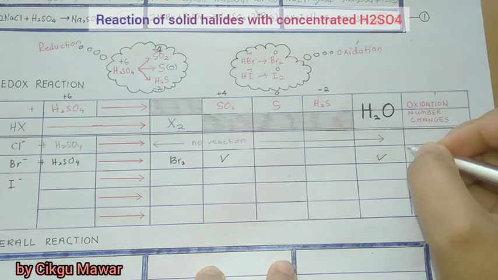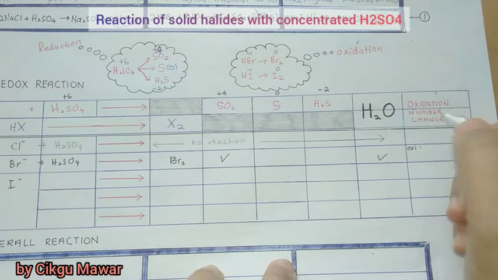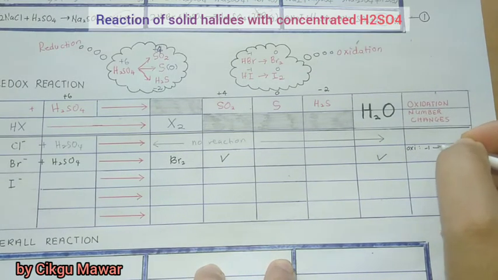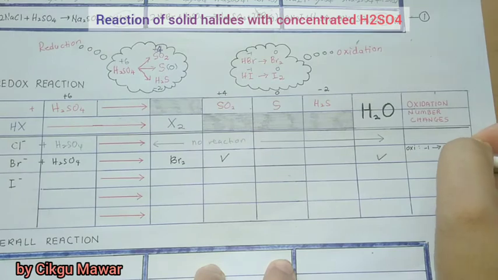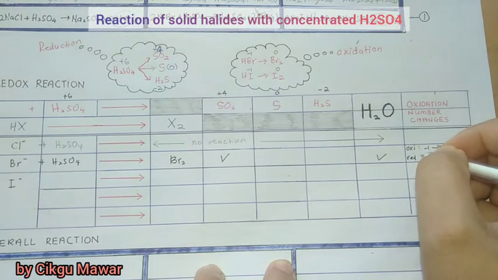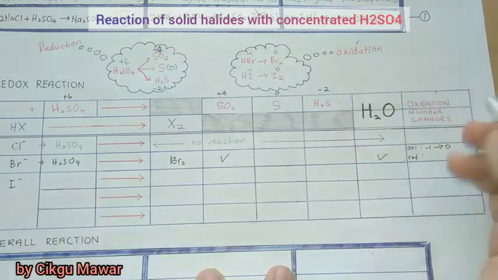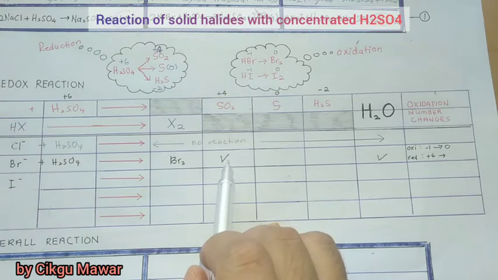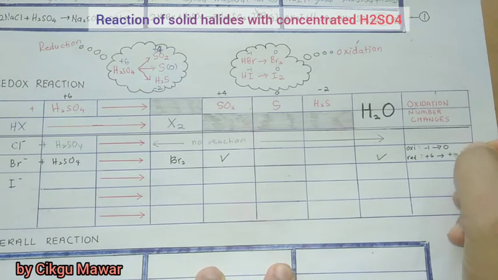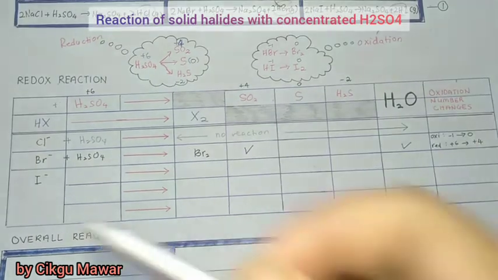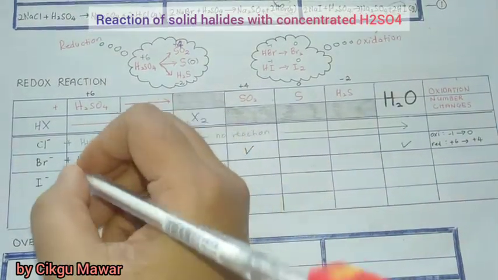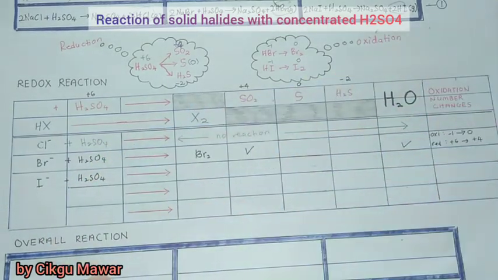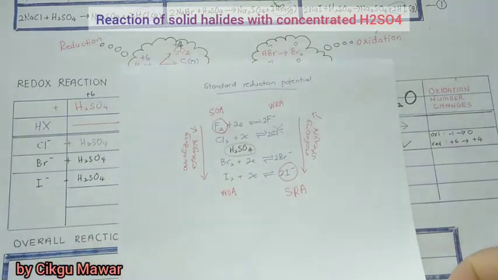So what is the oxidation number change here? For oxidation, we can see that bromide ion, which is -1, is oxidized to 0, while for reduction, +6 of sulfuric acid is reduced to sulfur dioxide, which is +4. Now we take a look at the reaction of iodide with sulfuric acid. What would happen here? Refer to standard reduction potential again.